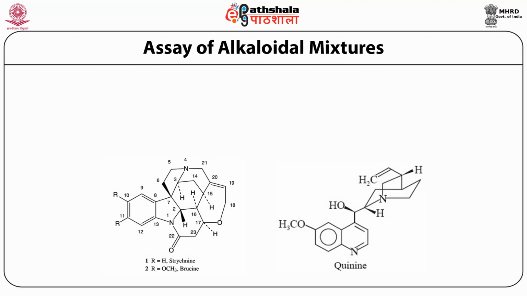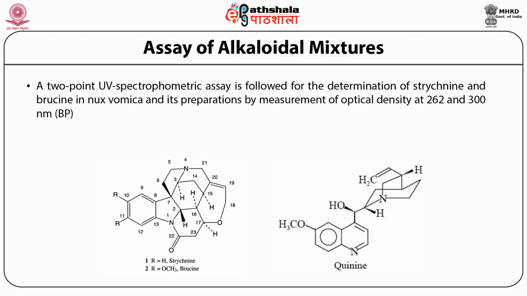Now we move on to the assay of alkaloidal mixtures. Earlier we discussed the assay of some individual alkaloids. It is also useful for the determination of alkaloidal mixtures found in the same plant or in different plants. For example, a 2-point UV spectrophotometric assay is available for the determination of strychnine and brucine, which are the alkaloids present in Nux vomica and its preparations. They can be accurately measured by a two-way UV spectroscopic assay by measurement of optical density at 262 and 300 nanometers. This method is official in the British Pharmacopoeia.